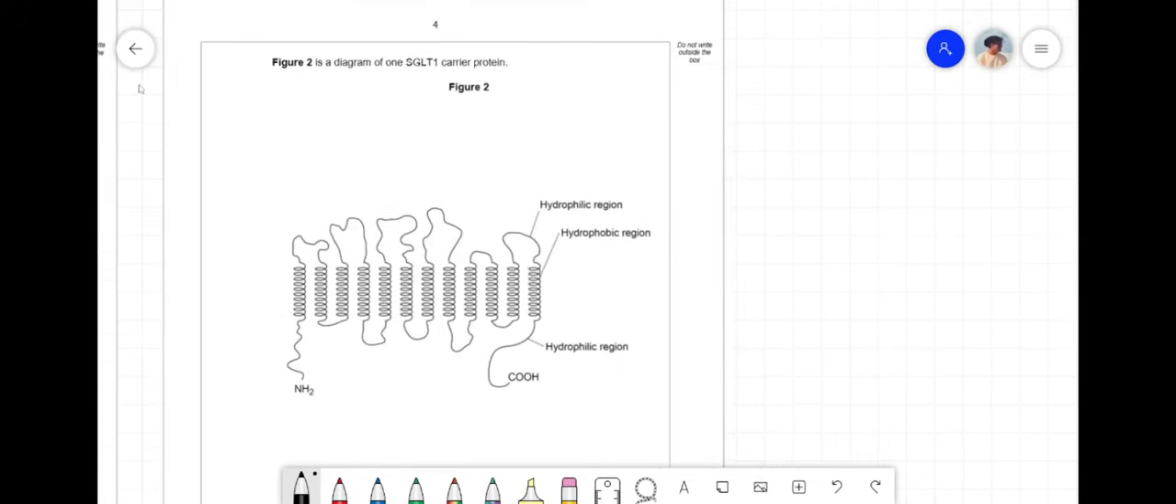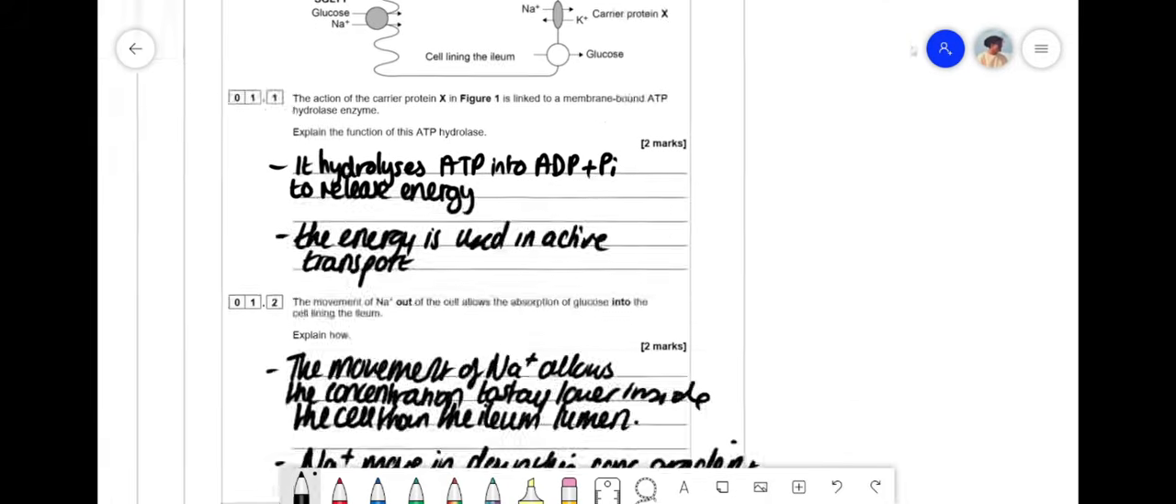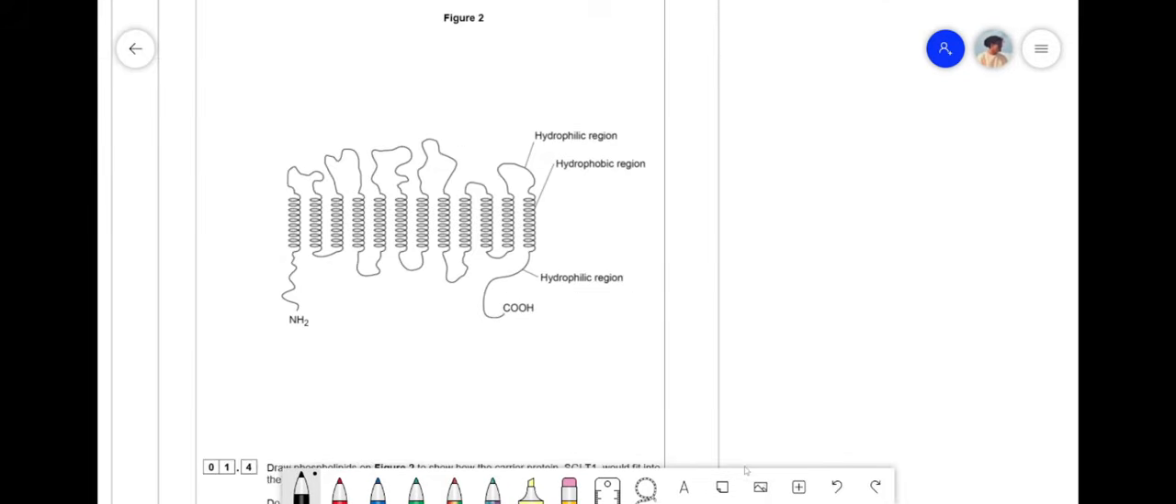Right. So this is a question that everyone kind of died on in this one, and it's really not that tricky. It says figure 2 is a diagram of one SGLT1 carrier protein. And it's told you earlier on in the question that it's embedded in the plasma cell surface membrane. All this is asking you to do is to show a demonstration of the fluid mosaic model, basically an understanding of it. So your fluid mosaic model is that you have this phospholipid bilayer here, and then you've got these proteins embedded in between them.